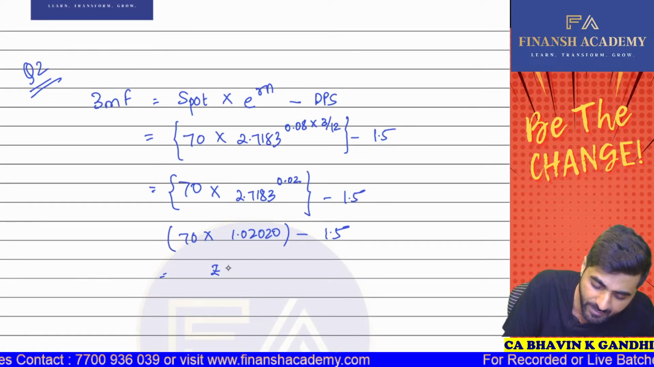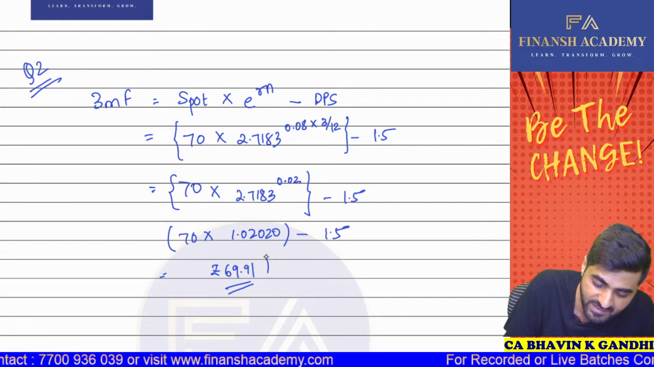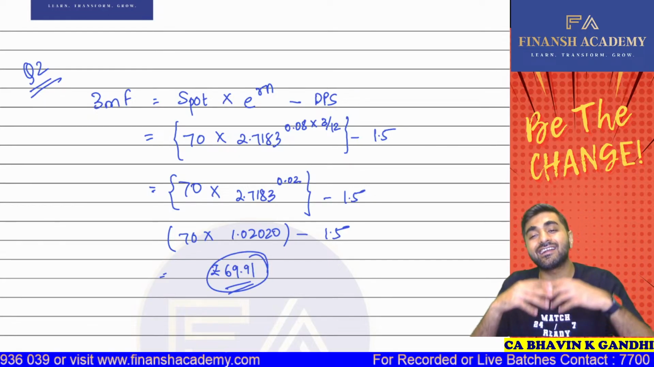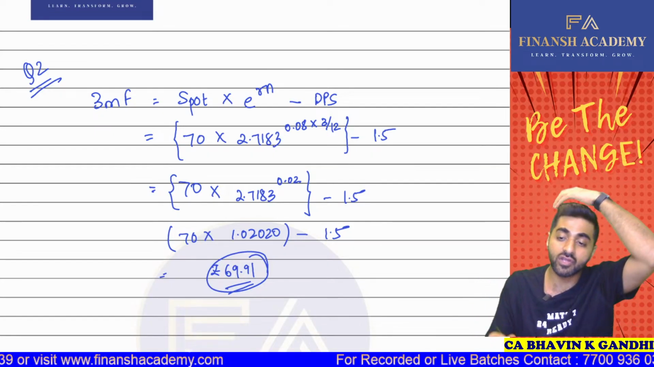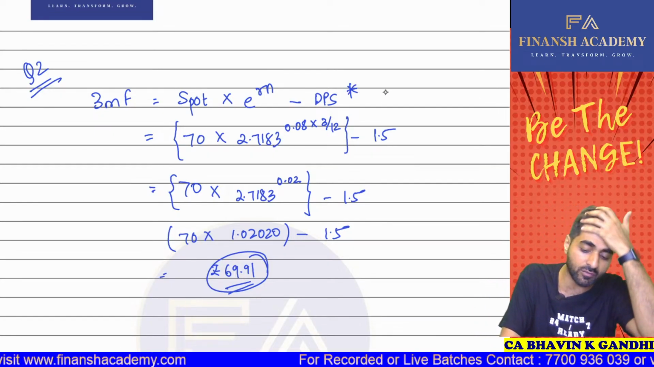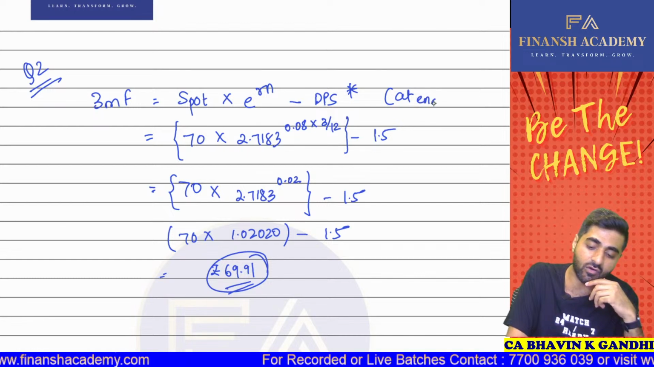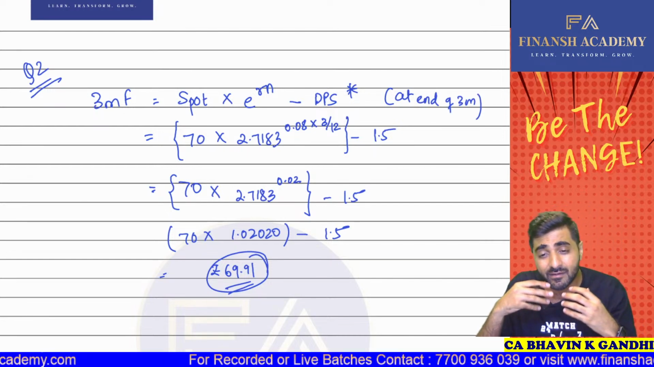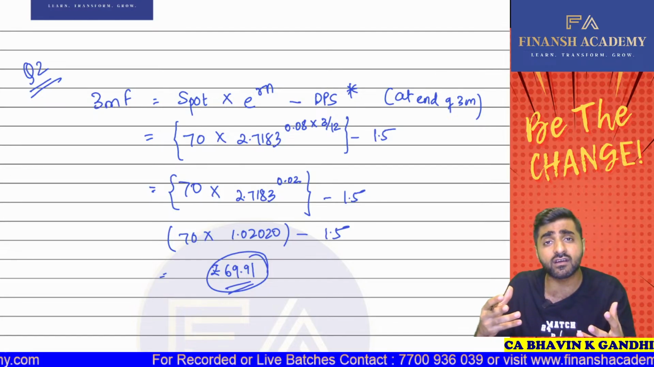So what is this 69.91, my dear students? This is nothing but the price of a 3-month future contract if there is a continuously compounded rate. Okay, so here again I'm repeating, it is assumed that the dividend is received at the end of 3 months. If you want, you can also assume that the dividends are received at the beginning of the contract.